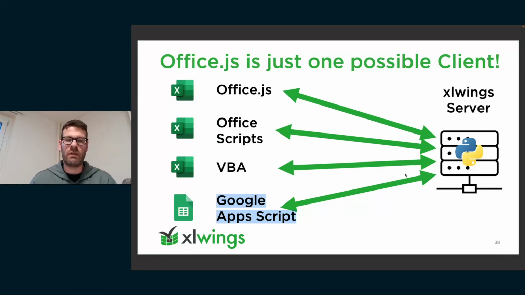So the server you only write once, and then you give everybody the Office.js add-in, let's say, and if it doesn't work on one machine because maybe it's too old for Office.js, or it just doesn't work, we give them the VBA add-in, and you should be good to go.